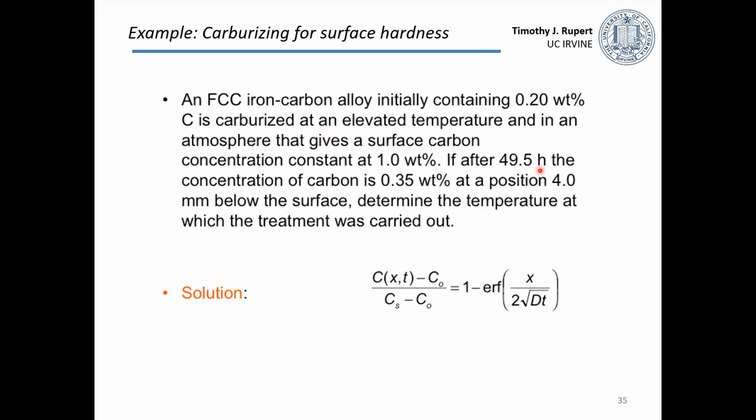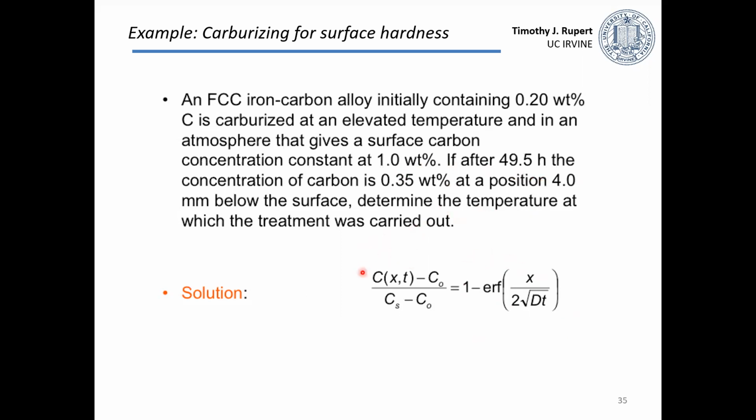And at that time, we're going to take our sample out and we'll measure that the concentration is 0.35 weight percent at a position 4 millimeters below the surface. What I want to know is, what temperature did I carry that treatment out at? So I can go and use this equation to solve that.